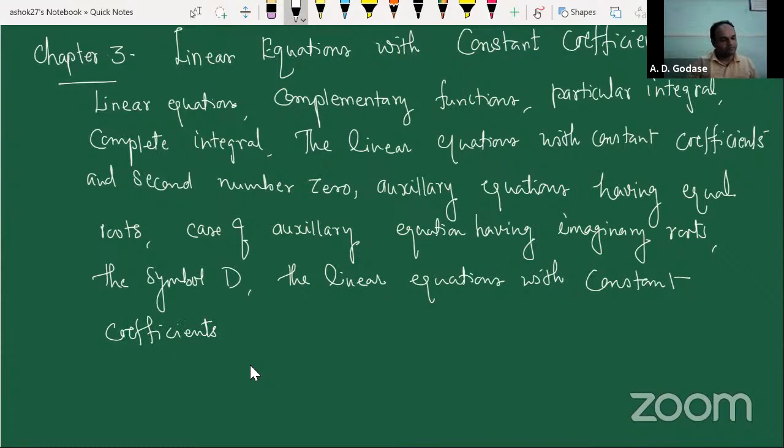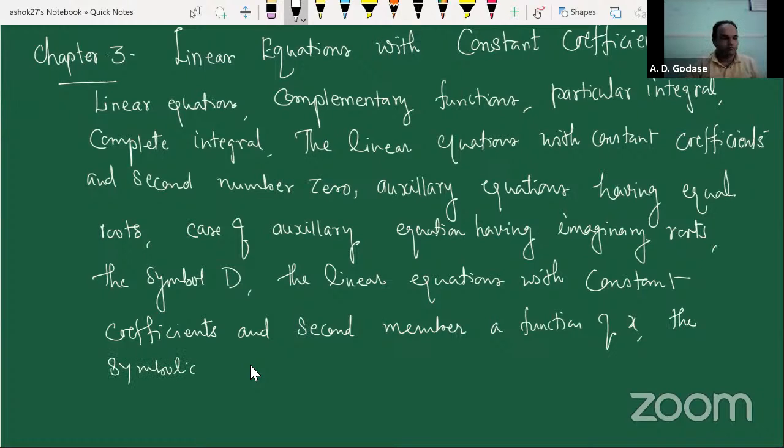The linear equations with constant coefficients and second member a function of x, just a function of x. Then you'll see this symbolic function.